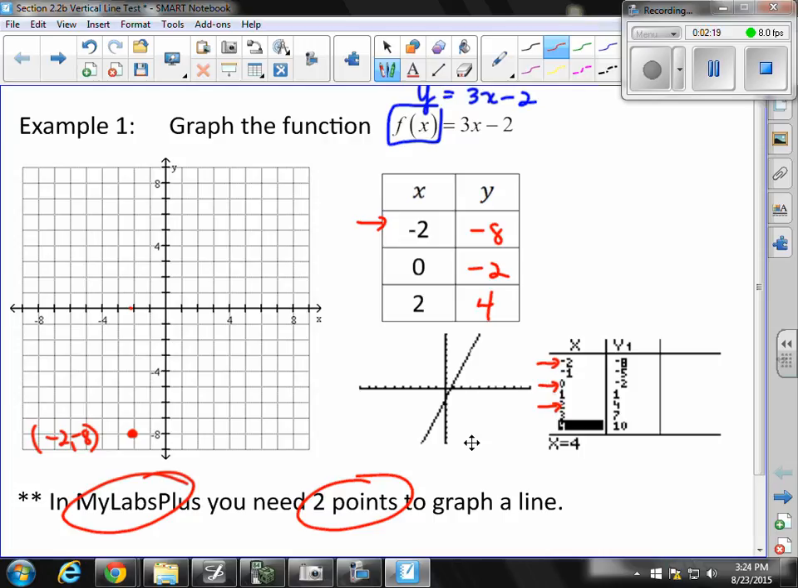0, -2. And then I have the point 2, 4. So at 2, I'm going to go up 4. And if you're good, you can draw a line that goes through those points. And sometimes you need a straight edge to do that. That looks reasonably good. Don't expect hand-drawn graphs to be perfect. Okay, they will be perfect or look much nicer if you do them in MyLabs Plus.